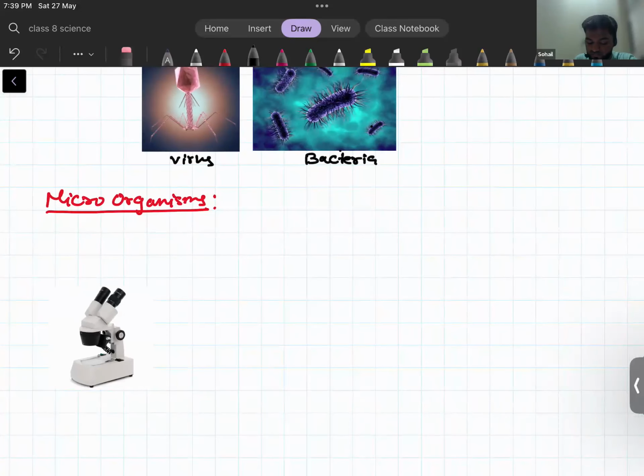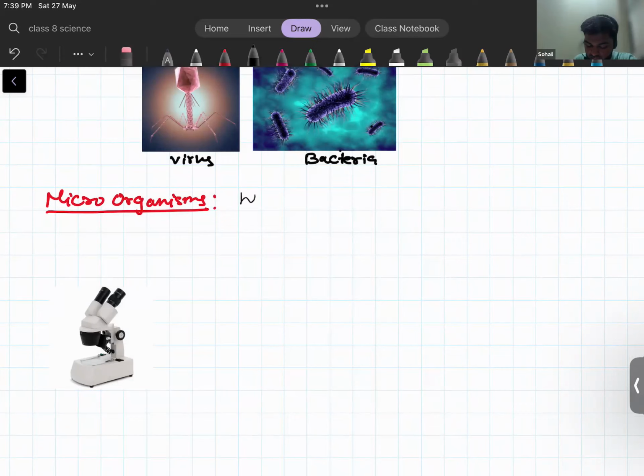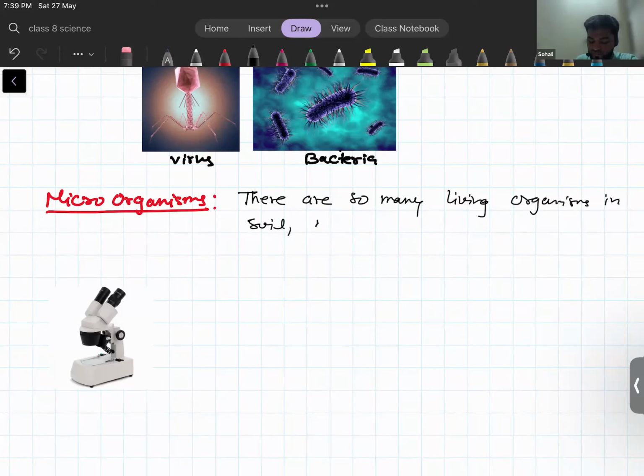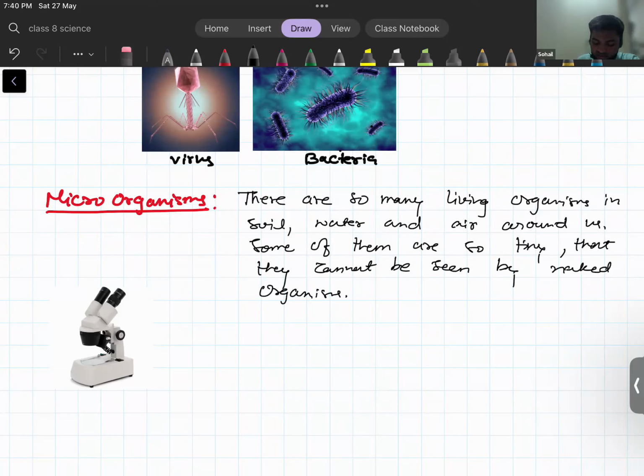So we see that there are so many living organisms in soil, water, and air around us, and some of them are so tiny that they cannot be seen by our naked eyes.